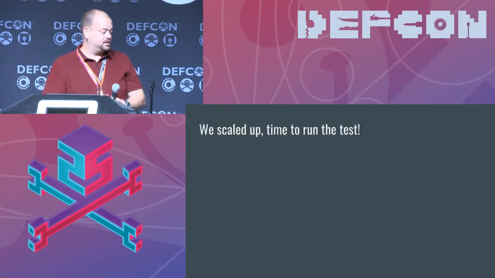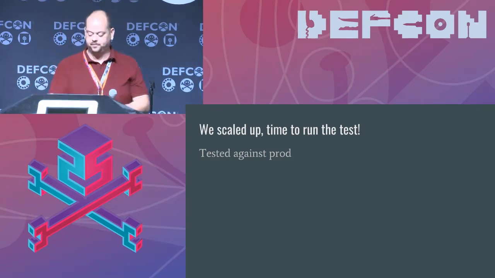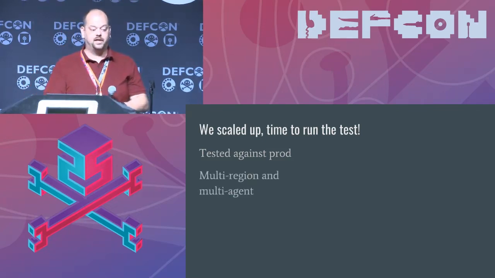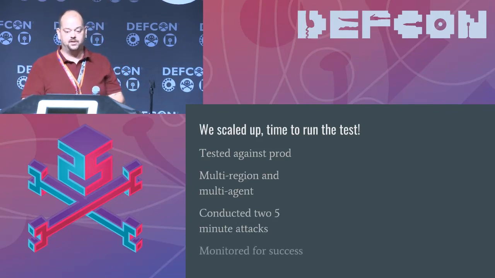So now that we have the system built, we went ahead and ran the test. We did test it against the production environment of a service, and we did it using a multi-region and multi-agent setup. In this case, we were running in 4 different regions, and we were running 10 instances per region, so about 40 instances overall globally. Each one had about, I think, 250 threads running. So we conducted 2 different 5-minute attacks, and then we had a chance to monitor its success and see how well it worked.